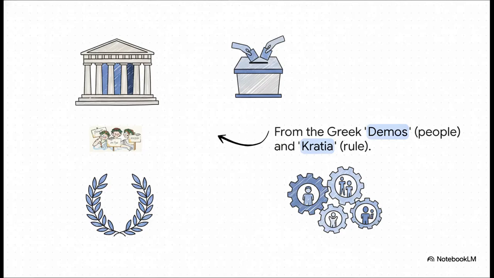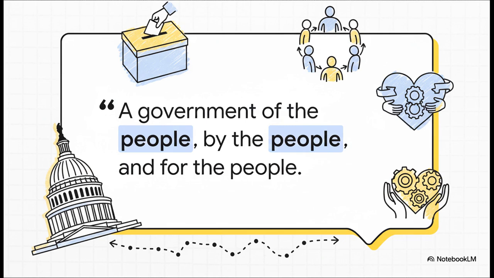And that brings us to what is easily the most popular form of government today: democracy. And again, the name tells you everything you need to know. It comes from the ancient Greek words demos, which means people, and kritia, which means rule. You put them together, and what do you get? Ruled by the people. Of course, you absolutely cannot talk about democracy without this iconic line from Abraham Lincoln.